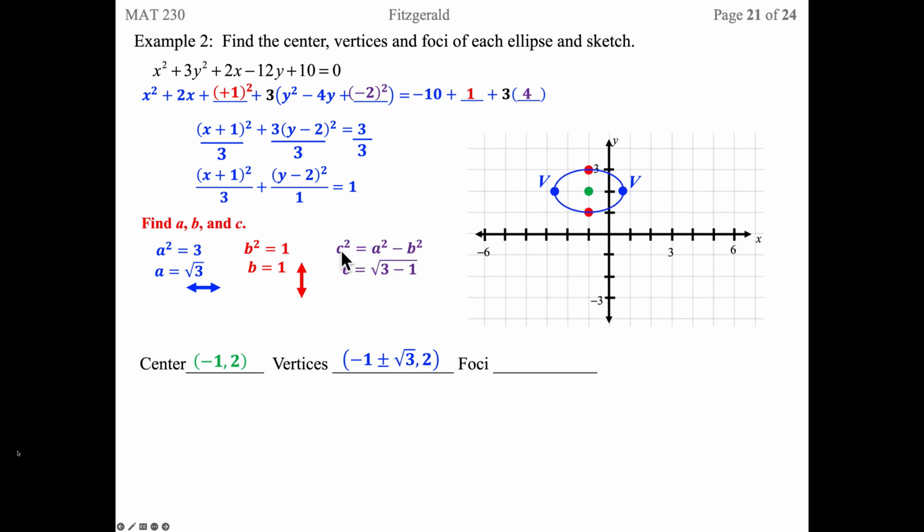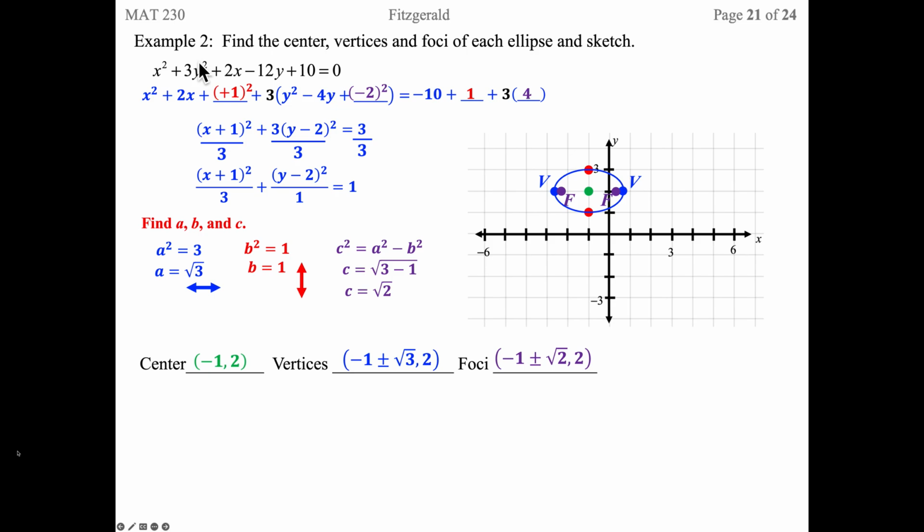Foci, Pythagorean theorem with the minus sign. 3 is the a squared. 1 is the b squared. I subtract those two. That's 2. The square root of 2 is the square root of 2, or approximately 1.4. So again, positive, negative, square root of 2, added and subtracted to the negative 1. So negative 1 plus or minus the square root of 2 comma 2 is the location of my foci. Approximately 1.4 to the left, 1.4 to the right. We're really close with our vertices and foci.